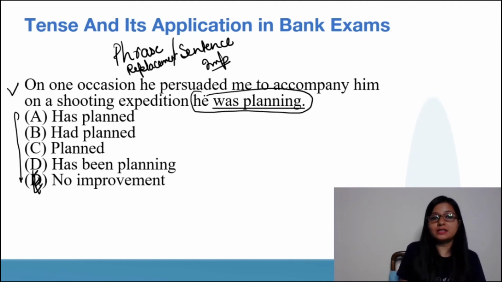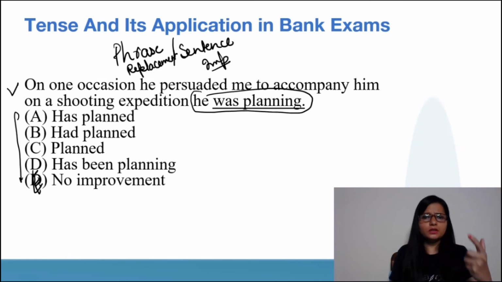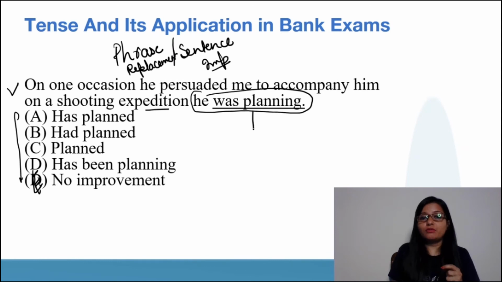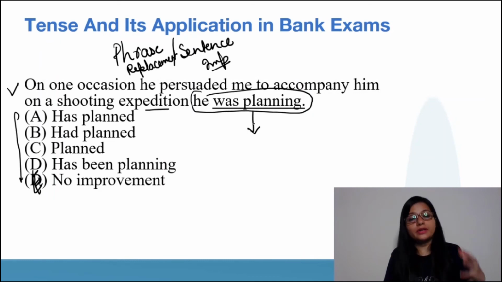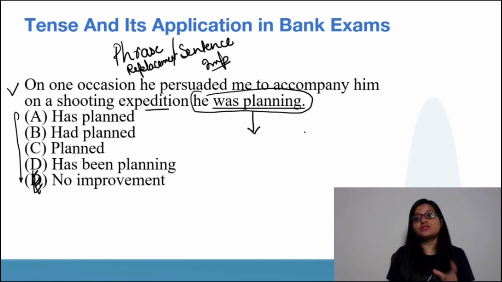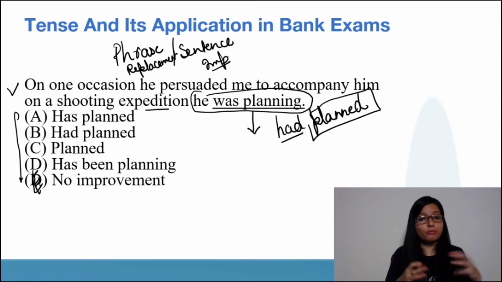No, he was discussing or persuading me for what? For to accompany him on a shooting expedition, and he was planning. No, he was not planning anything. He has already planned that thing. He had already planned that thing, and to show that past action done by him, you will have to use had planned. Because had planned is showing you an action of the past.